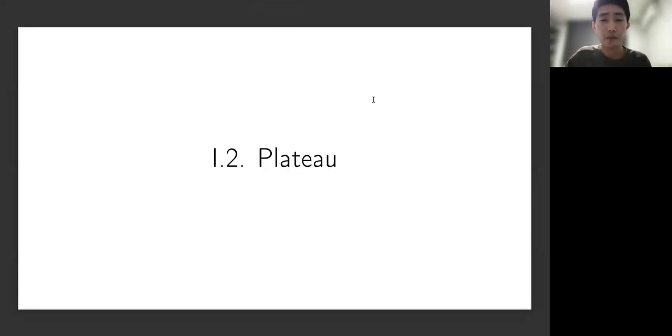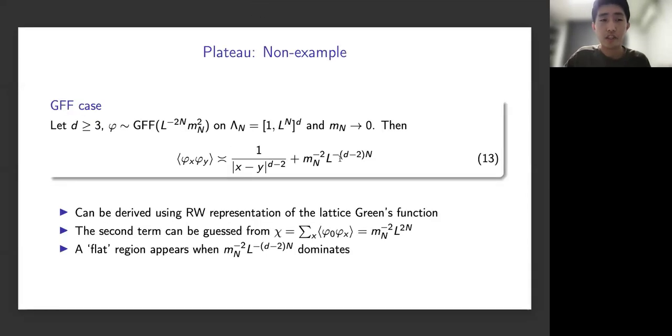Our next motivation is due to the plateau effects in various different models. To explain what a plateau is, I think it's better to explain what is not a plateau. For that, I will consider a massive Gaussian free field in dimension greater or equal to 3 with mass squared equal to L to the minus 2n times m_n squared.